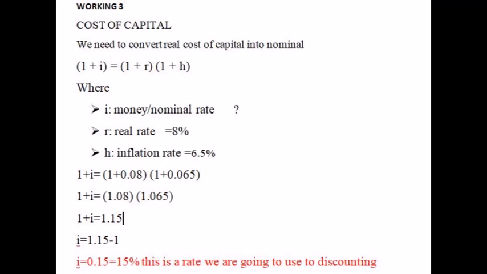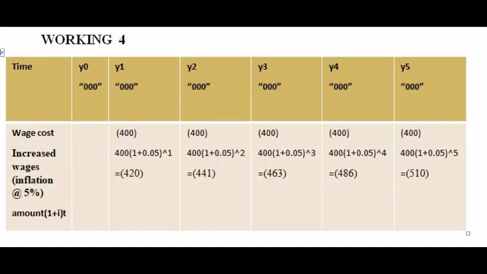Let us continue for working 4. Working 4 is about the wage cost. Wage cost per year was 400 million in each year. Year 1, year 2, all it was constant. But to increase wage inflated by 5%, we are going to use this formula as you see. I think it is self-explanatory.